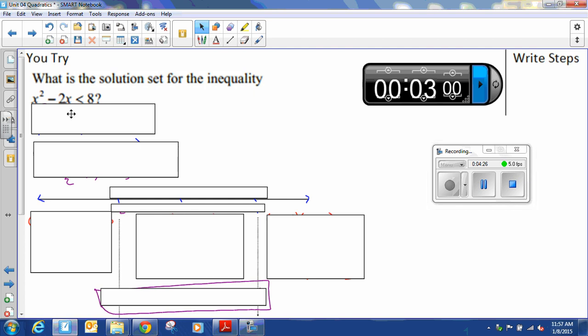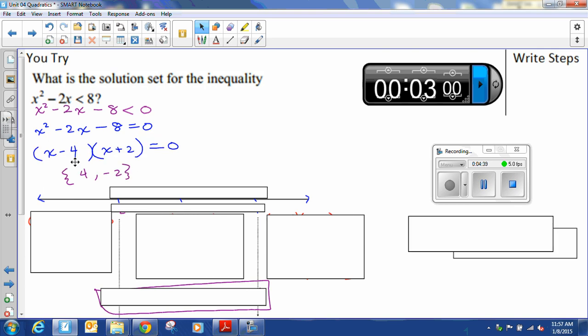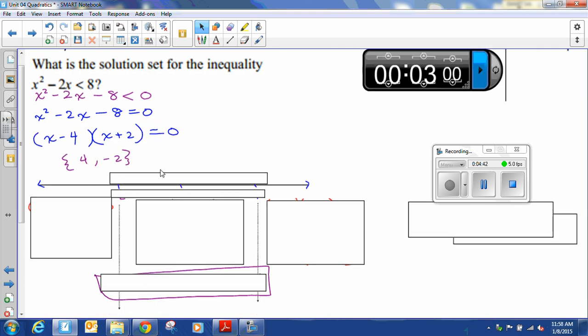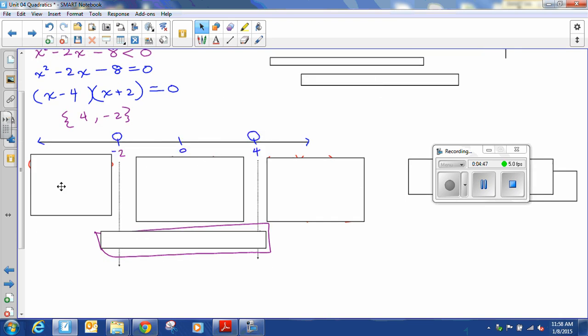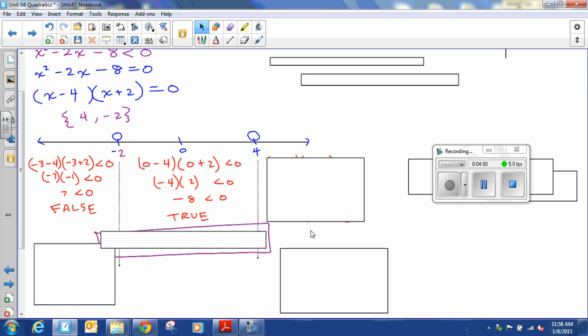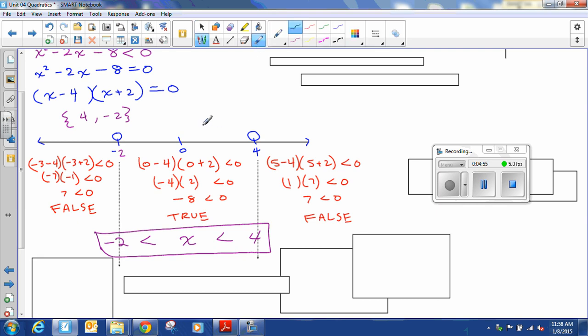Okay, just wanted to show you this next one. Make sure that you put your inequality in standard form first. You see how we subtracted 8 from both sides, giving us x squared minus 2x minus 8 is less than 0. Replace that less than with the equal sign. Factor, solution set is 4, negative 2. Plot your points. Choose your test points. And this time it's a conjunction. The solution is right here between the 2 points, the 2 roots.